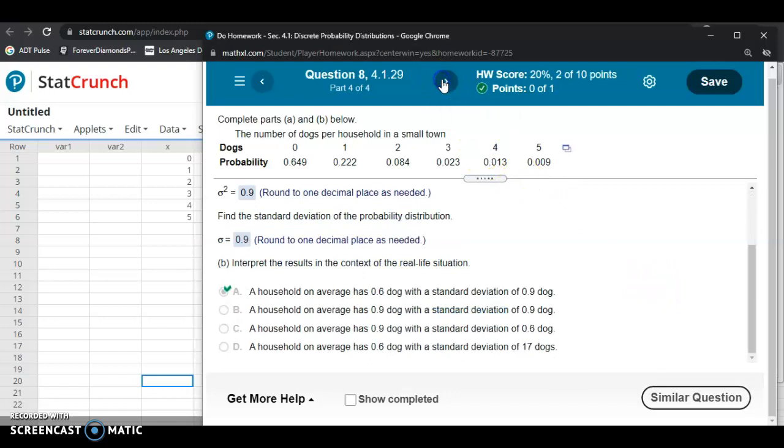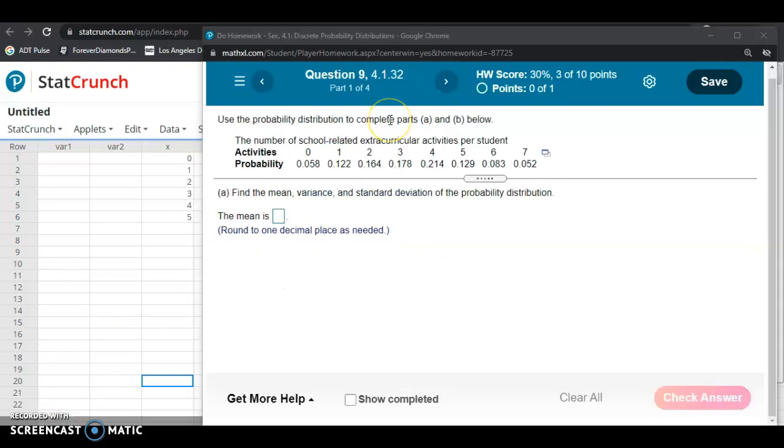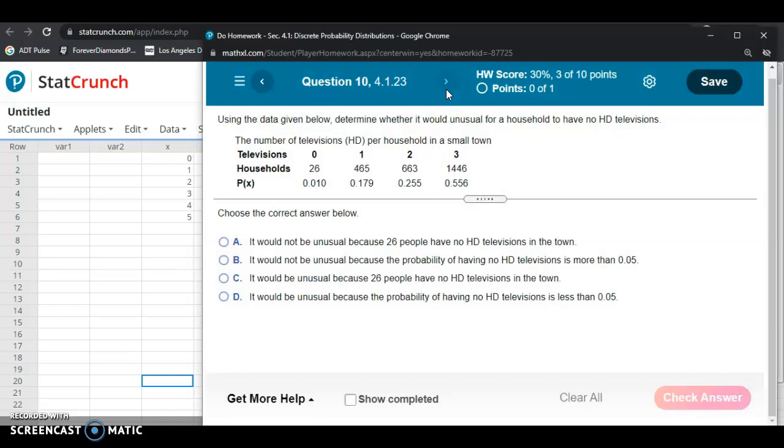Okay, so we can go to the next question. Question 9 is very similar, but it's obviously a lot longer. The table's a lot longer. It's got more values. Number 9 is similar to how you do number 8, so I'm going to skip over it. Let's go ahead and look at number 10.